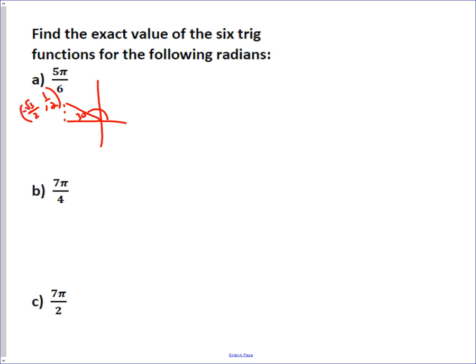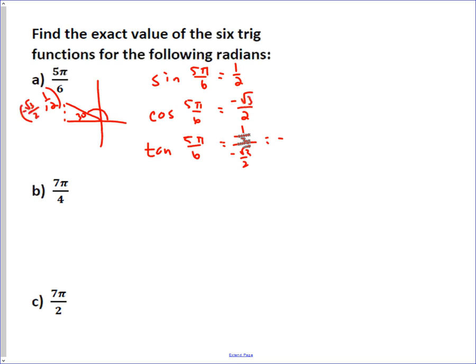So when we start calculating these, sine of 5 pi over 6 is just going to be the y value, which is 1/2. Cosine of 5 pi over 6 is just going to be the x value, which is negative root 3 over 2. And then tangent of 5 pi over 6 is just going to equal y over x, so 1/2 over negative root 3 over 2, which turns out to give you negative root 3 over 3 when you do some simplifying. And then our other three values are just going to be the reciprocals of that.